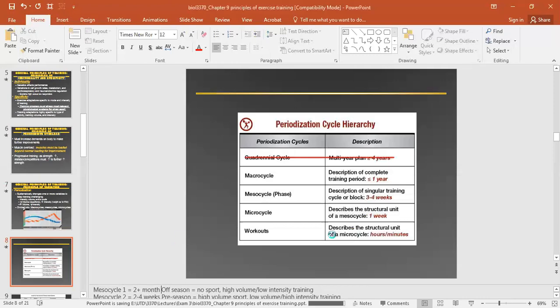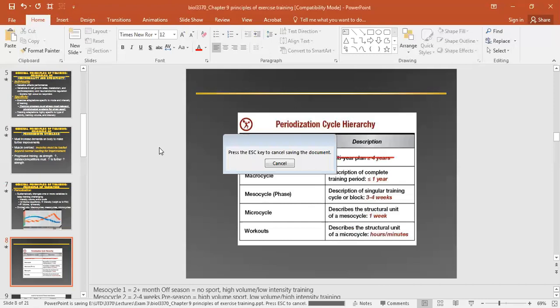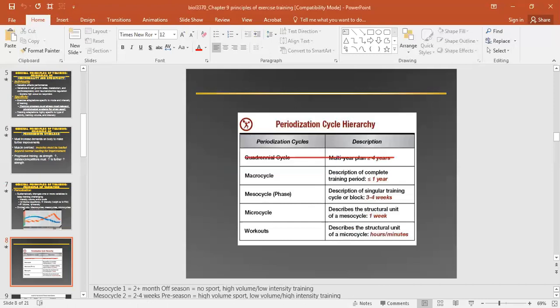In a microcycle, that's only about a week. Microcycles are within each mesocycle, comprised of microcycles of 1 to 2 weeks, separated between mesocycles by 1-ish week of active recovery. We'll talk about what active recovery is shortly.